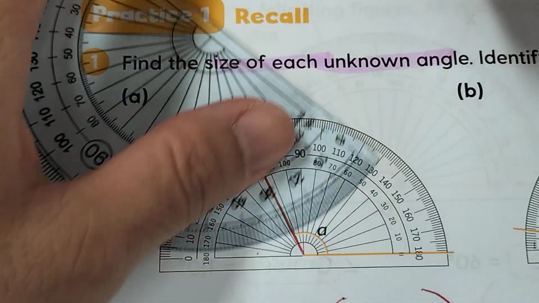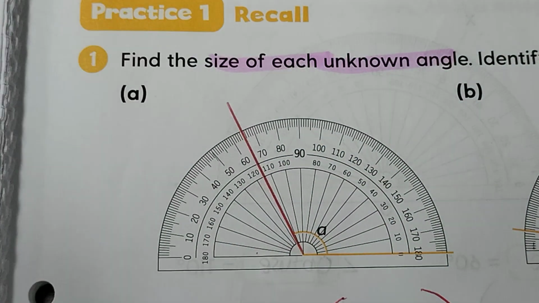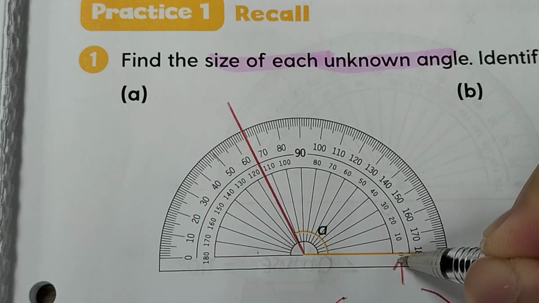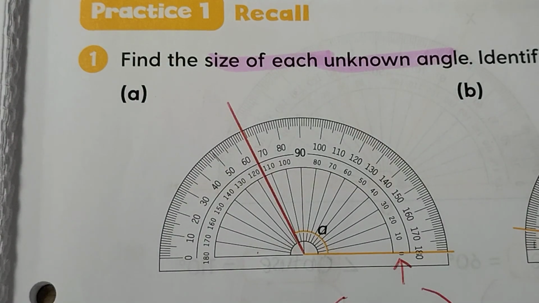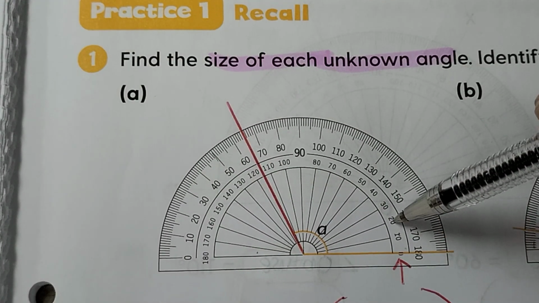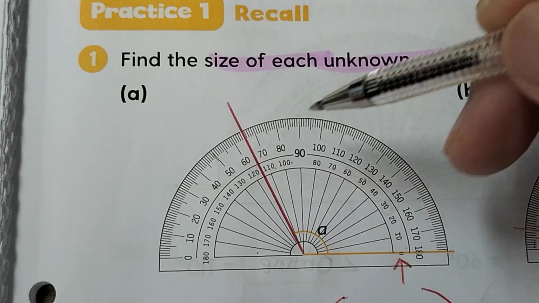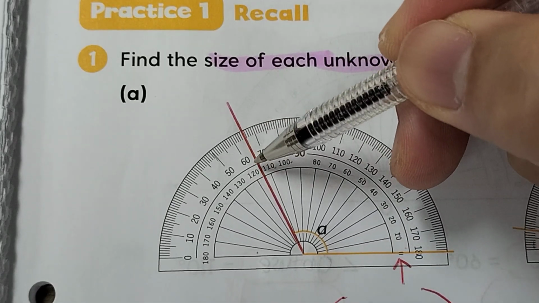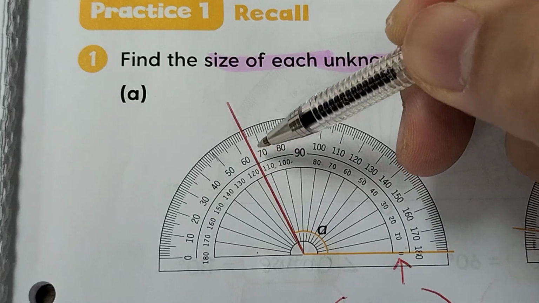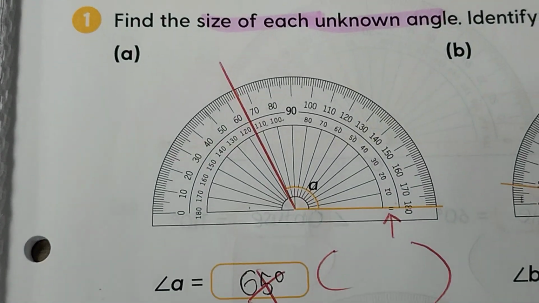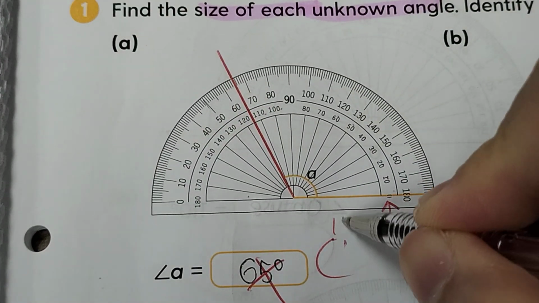Based on the lesson earlier, you should know that you should be using the inner ruler here, the scale here, to look at the angle. So 0, 10, 20, 30, 40, 50, 60, 70, 80, 90, 100, 110. It's in between 110 and 120, so this is 115. So your answer will be 115.